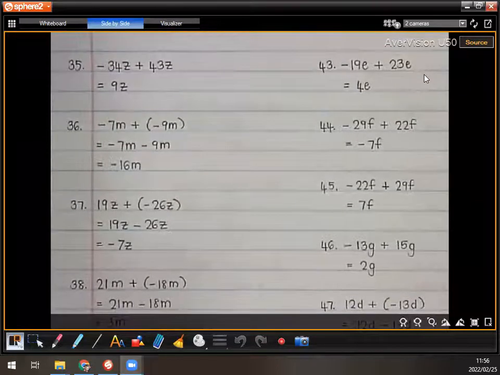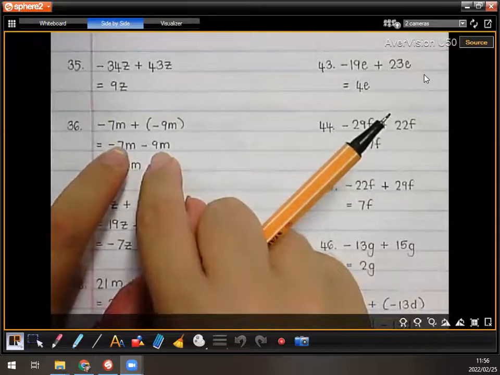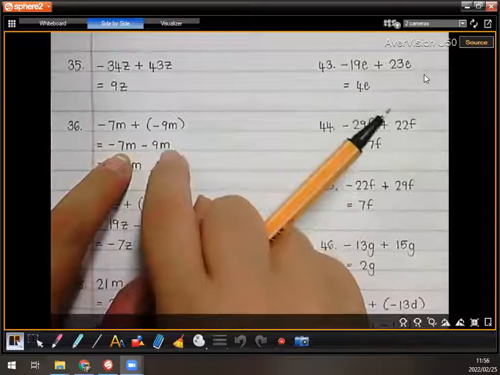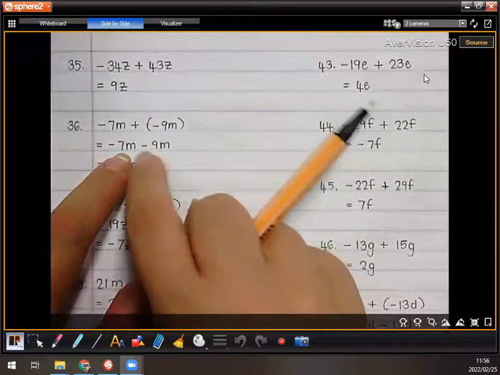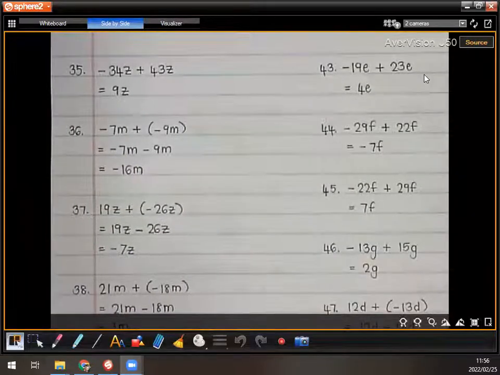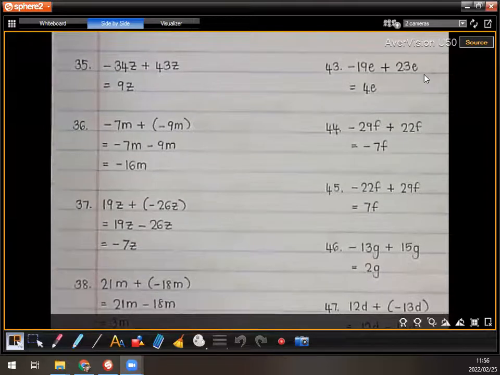Now, guys, some of you were asking me questions yesterday, and I could pick up from the questions that some of you are getting confused. I need you to understand that when you have separate terms, if I'm looking at this line, for example, -7 minus 9m, I'm not multiplying here. There are no multiplication symbols, there are no brackets. This is just a normal subtraction question, like when you're saying 3 minus 2, you don't even think about multiplying.